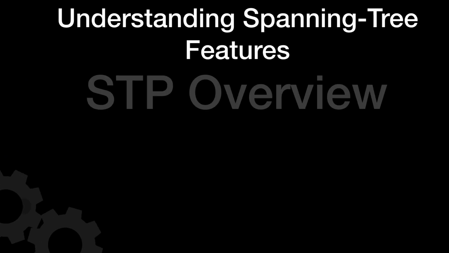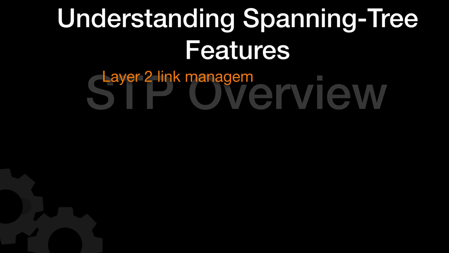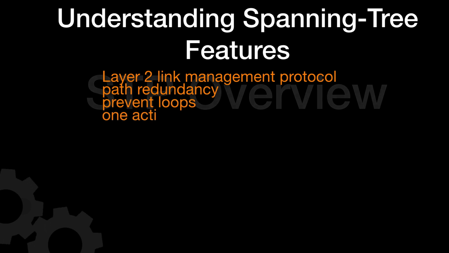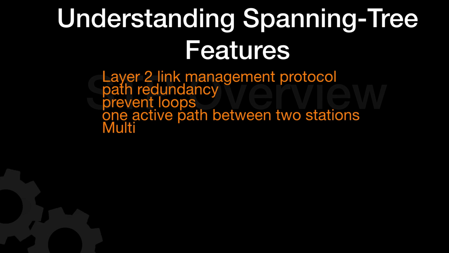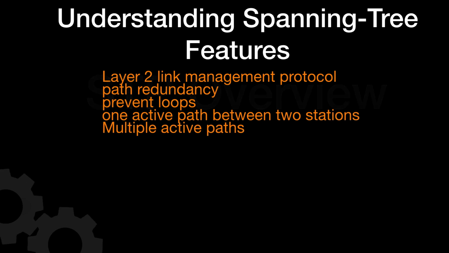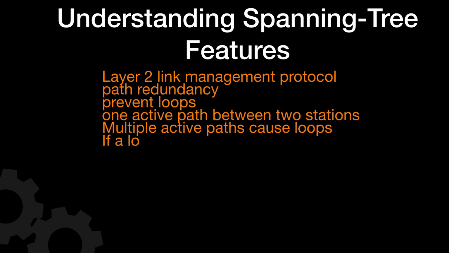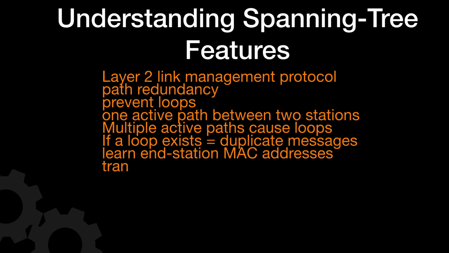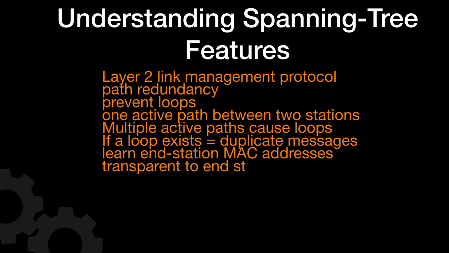STP is a Layer 2 link management protocol that provides path redundancy while preventing loops in the network. For a Layer 2 Ethernet network to function properly, only one active path can exist between any two stations. Multiple active paths among end stations cause loops in the network. If a loop exists in the network, end stations might receive duplicate messages. Switches might also learn end station MAC addresses on multiple Layer 2 interfaces. These conditions result in an unstable network.